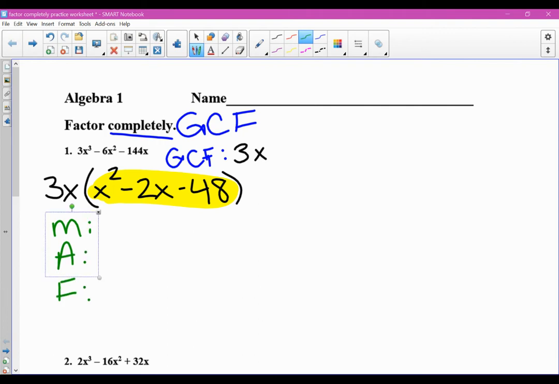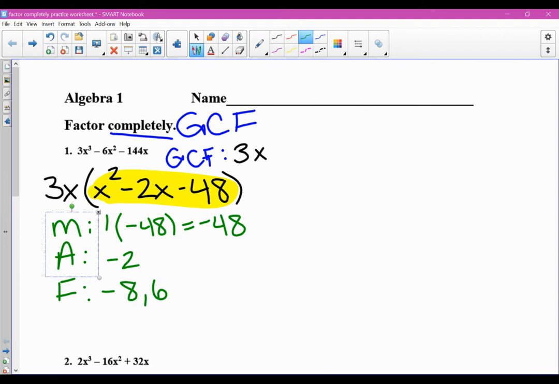So we do our MAF. My M is going to be 1 times negative 48, so we are multiplying to negative 48. And my A is going to be negative 2, we're adding to negative 2. So now we need 2 numbers that multiply to negative 48 and add together to give us negative 2. And those 2 values are going to be negative 8 and positive 6.